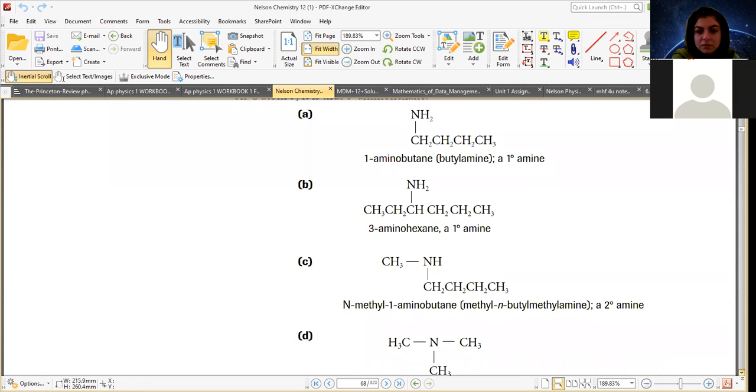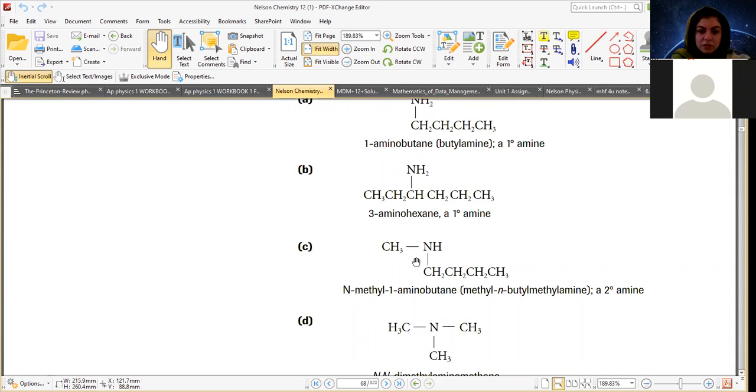Now here, it's better that you choose this one as the main chain. The longest chain is going to be your main chain: 1, 2, 3, 4 here. That's why it's butane. And on the first carbon the amino N is attached, giving me 1-aminobutane. And because of the CH3, which is methyl attached to the nitrogen, you have to say N here. N-methyl means methyl attached to nitrogen. If you put it here, it means the methyl is attached to your main chain, but the methyl is attached to nitrogen. You have to say N-methyl. Any question?